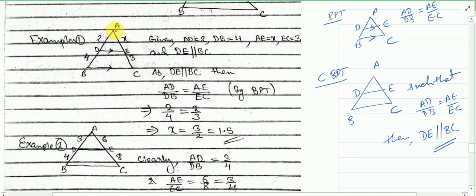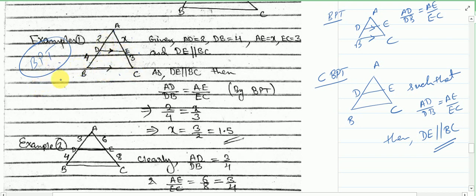Here you can see example 1. We have been given a triangle ABC, and DE is parallel to BC. Since DE is parallel to BC, this is the basic proportionality theorem. They have also given AD to be 2, DB to be 4, AE to be X and EC to be 3. So here we can apply BPT, the basic proportionality theorem, since DE is parallel to BC. That's why we can apply BPT.